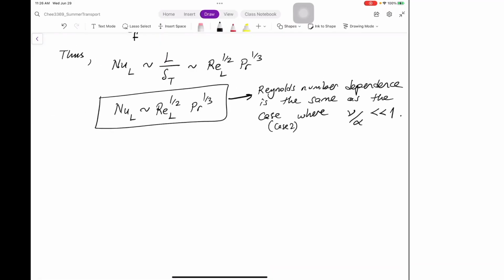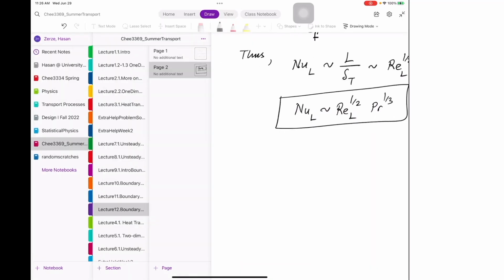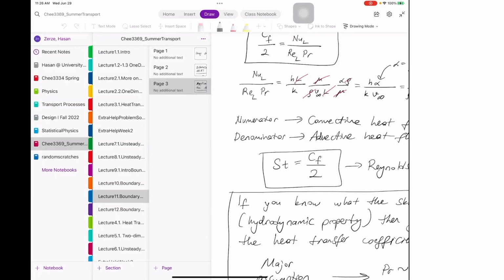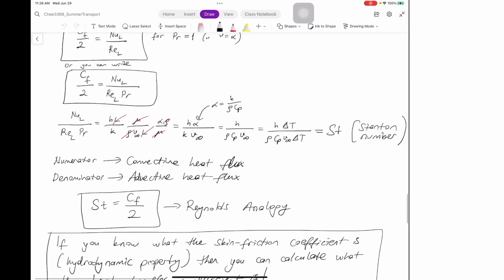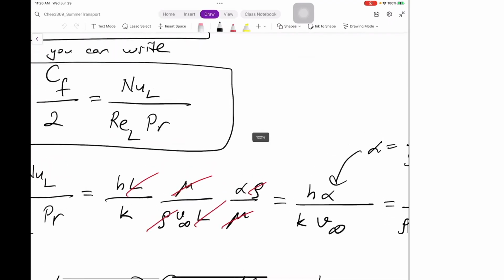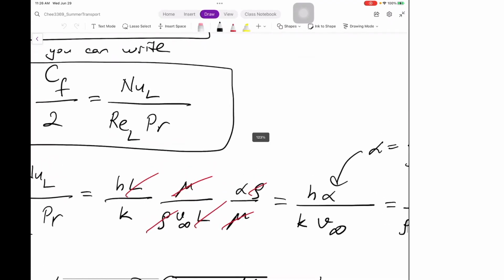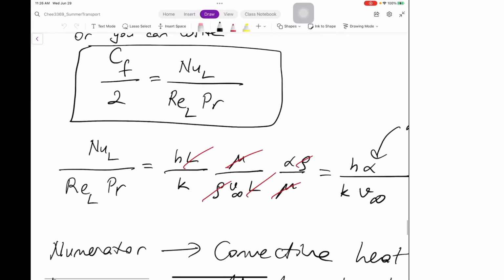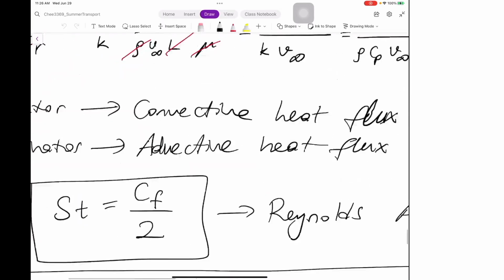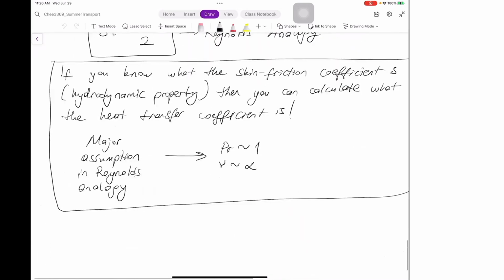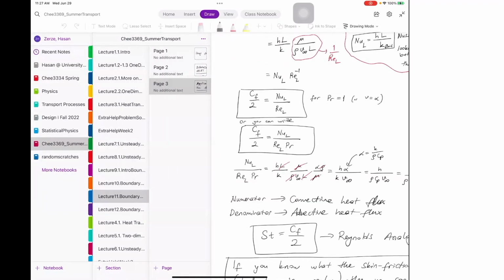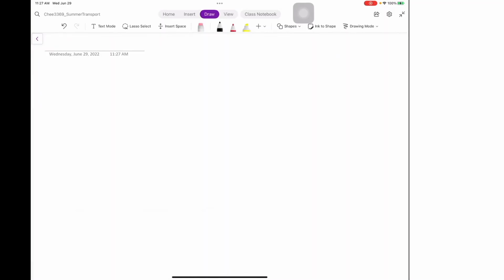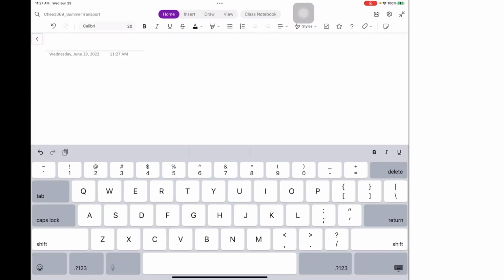So we have found the relations for the Nusselt number for 2 cases, for 3 cases. Let me actually have a look at this thing. For Prandtl number almost 1, the Nusselt number was scaling with Reynolds times Prandtl, right? As you can see here. Okay, good. Okay, so let's say page. Any questions so far?